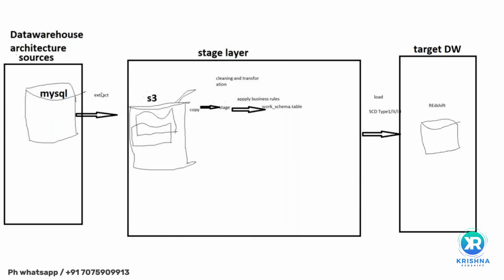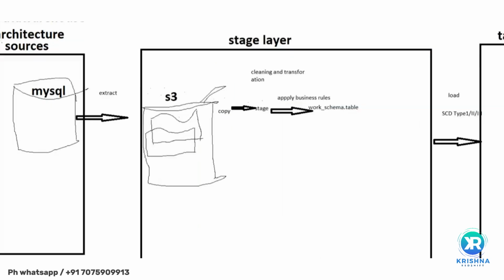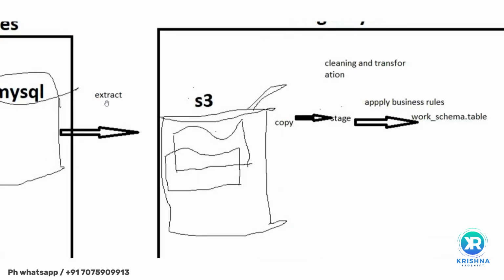Actually, you see in this diagram, extract is there, right? This extract is of two types: incremental extract and full extract. Incremental extract means only the transactions that happened today will be extracted. Full extract means every day all the data you will extract. Every day you will pull all the records, especially if the transactions are very few.